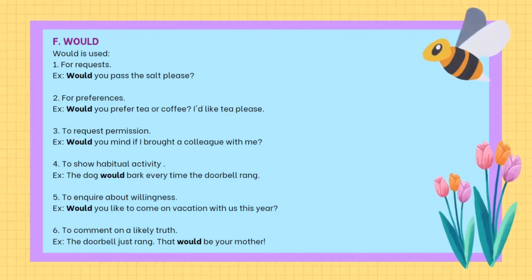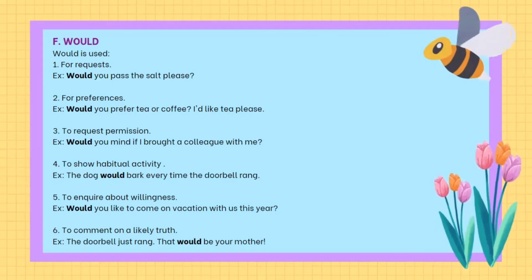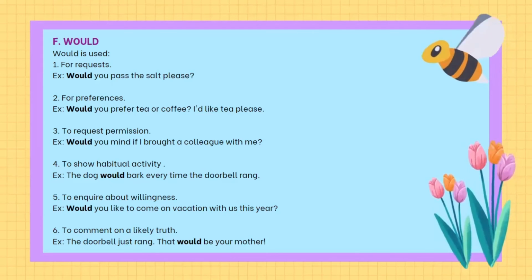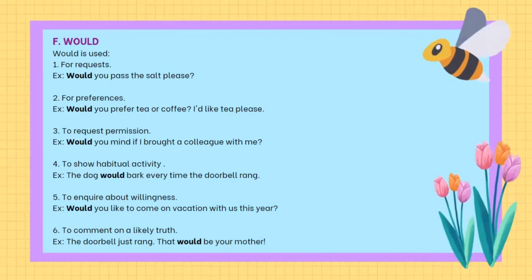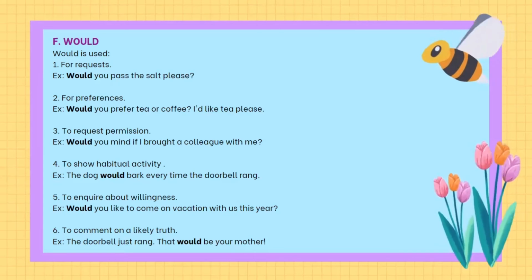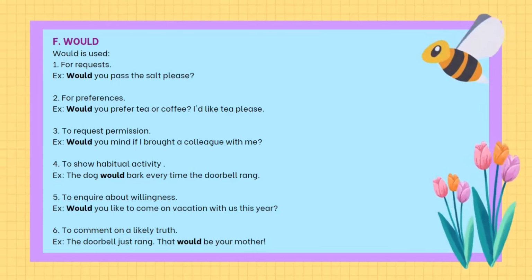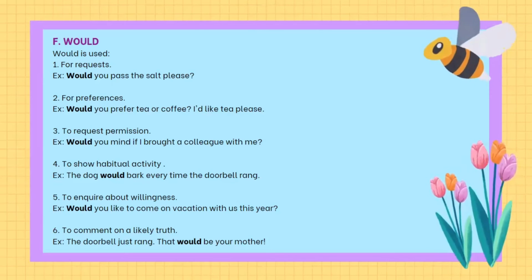Number 4 is to show habitual activity. For example, the dog would bark every time the doorbell rang. Number 5 is to inquire about willingness. For example, would you like to come on vacation with us this year? And 6 is to comment on a likely truth. The doorbell just rang. That would be your mother.